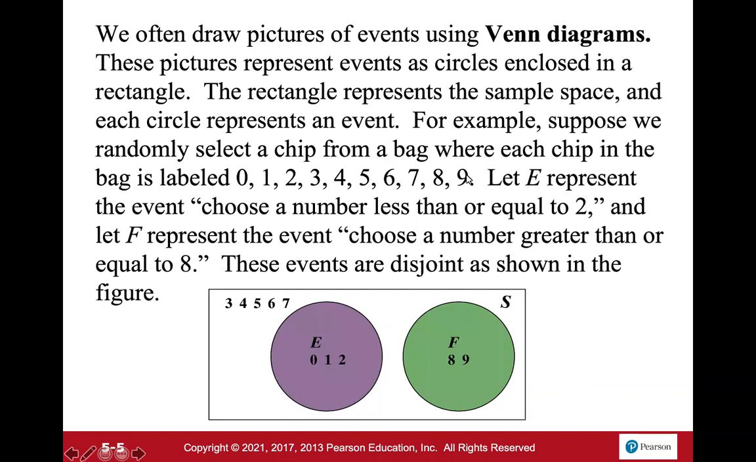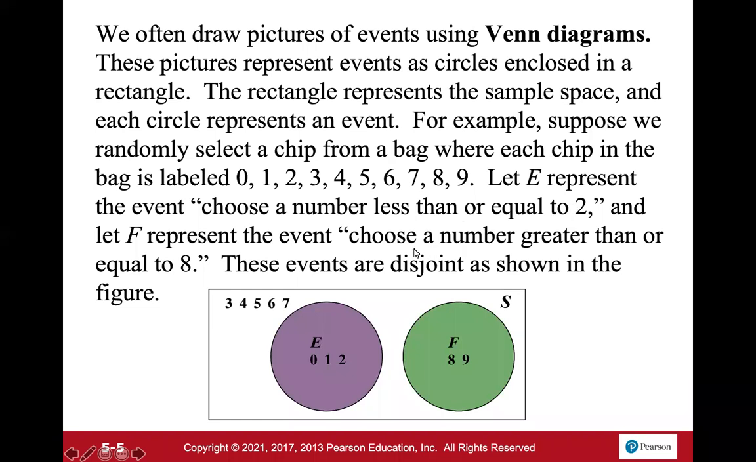Let E represent the event, choose a number less than or equal to 2. And let F represent the event, choose a number greater than or equal to 8. So less than or equal to 2, from these numbers, we would have 0, 1, and 2, because 0 is less than 2, 1 is less than 2, 2 is equal to 2, so that will satisfy choose a number less than or equal to 2.